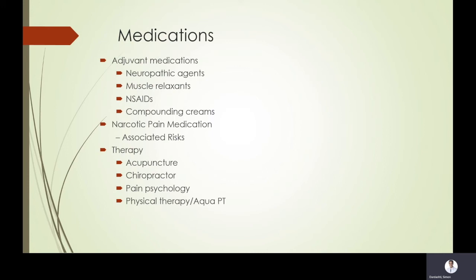Currently, there are several governmental task forces, including the CDC, that have focused their attention on the opiate epidemic in the United States. About 80% of the world's hydrocodone Norco is prescribed in the United States.